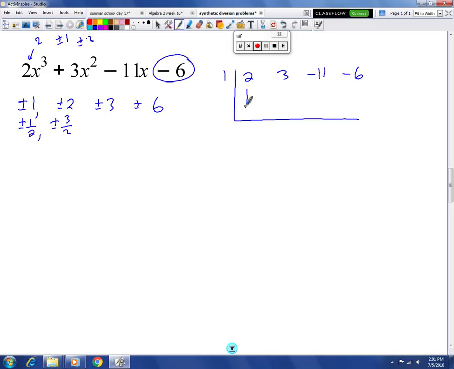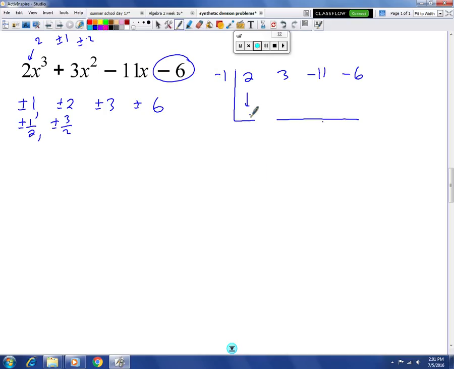Okay, so that's a 2 this time. The 1 times the 2 is a 2. 3 plus 2 is 5. 1 times 5 is 5. Negative 11 plus 5, that's a negative 6 times 1. Okay, everything's good except the signs. I got a negative 12 there instead of a 0. So maybe the negative 1 is going to work. Let's try that.